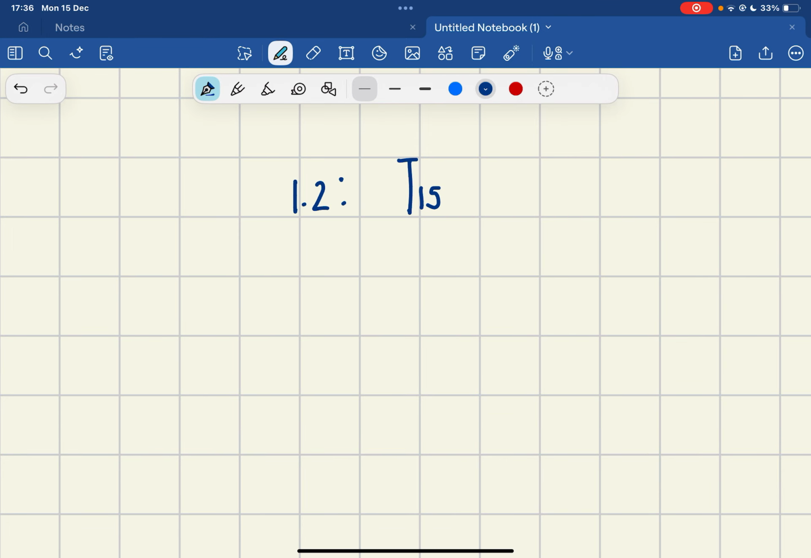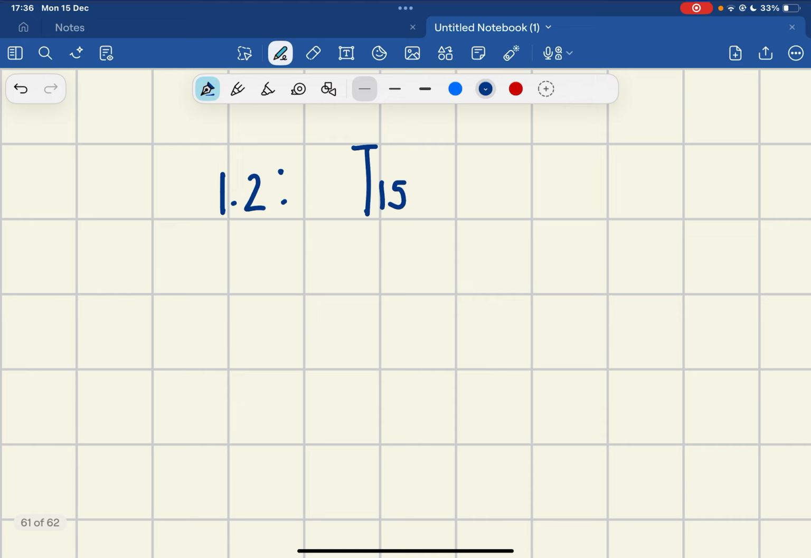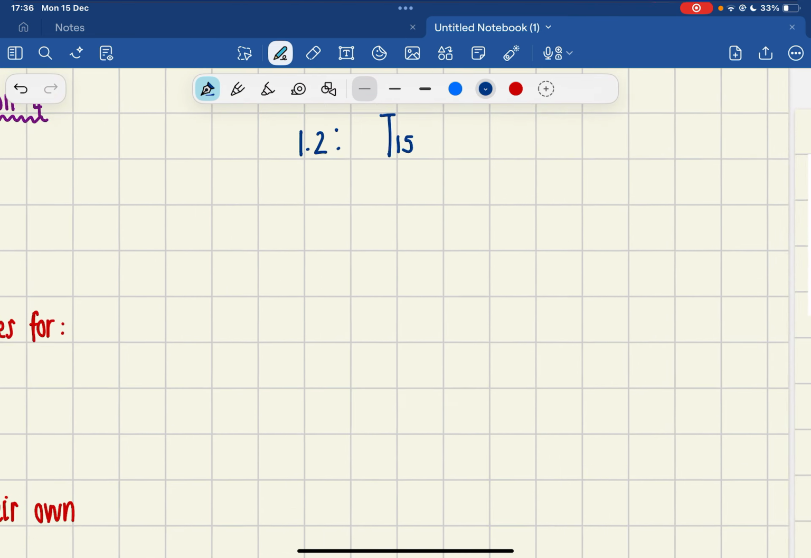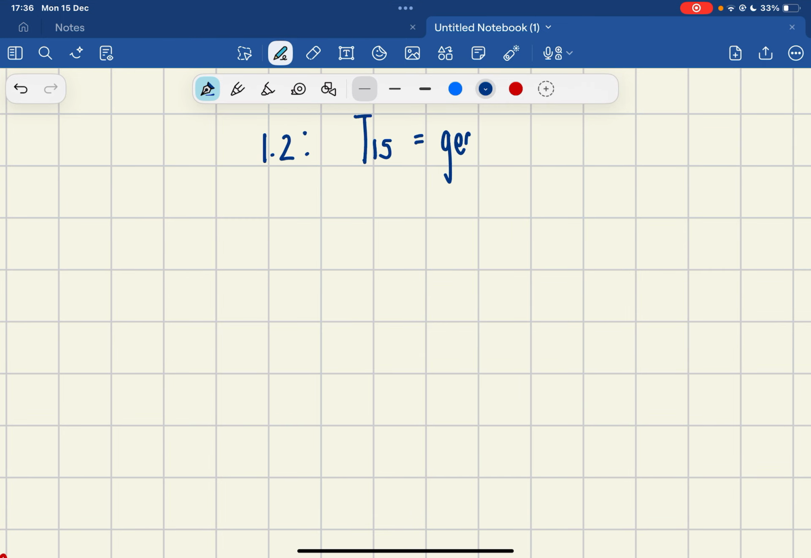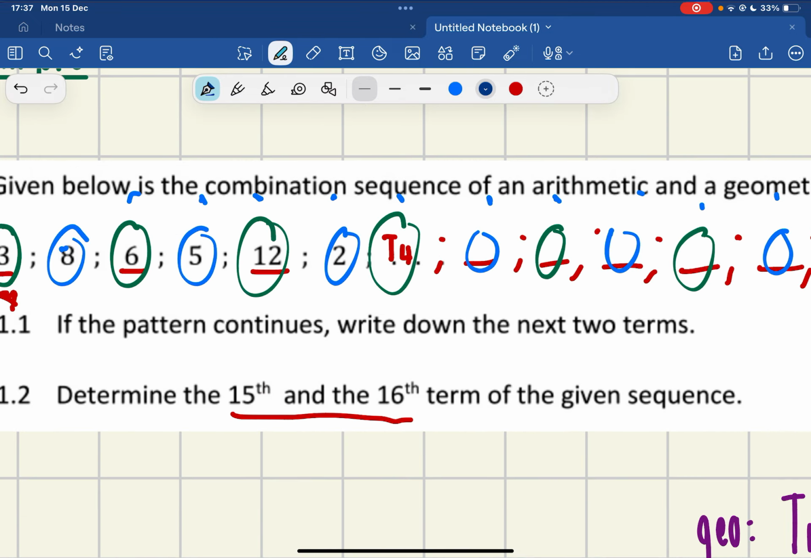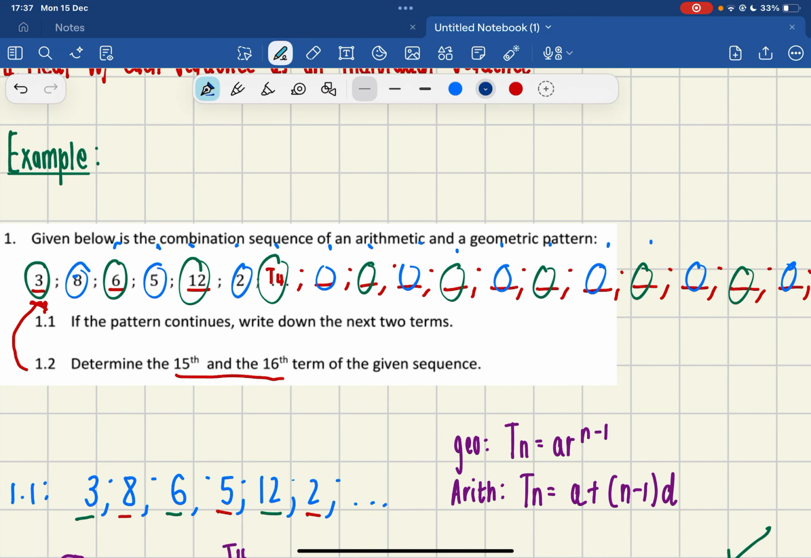So what we'd say is T15 is in the geometric part, right? And that being said, we know that we'd use our geometric formula. T of n is equal to a r to the n minus 1. Now, boys and girls, would we substitute 15 into our geometric formula? No. Why? Because despite it being 15 in the original sequence, it is not 15 in the geometric sequence.